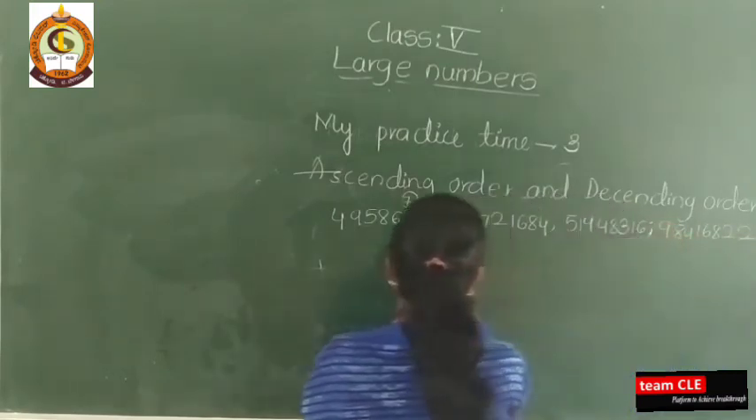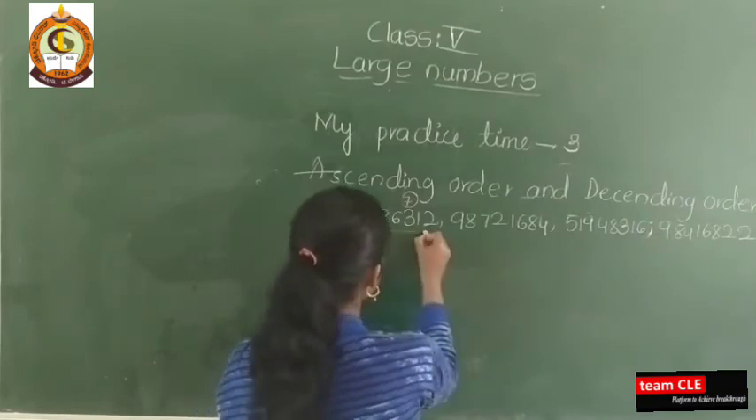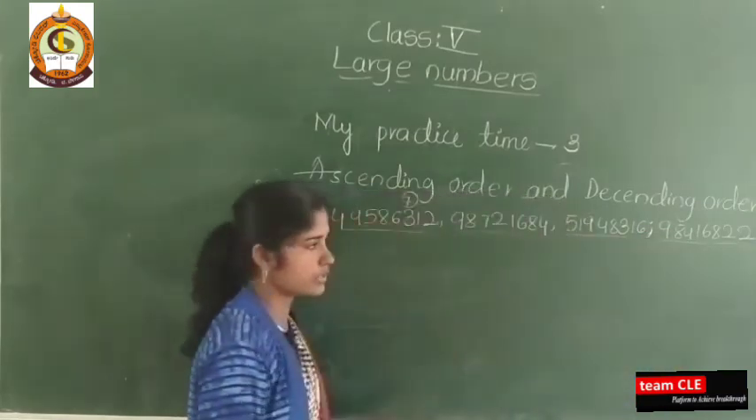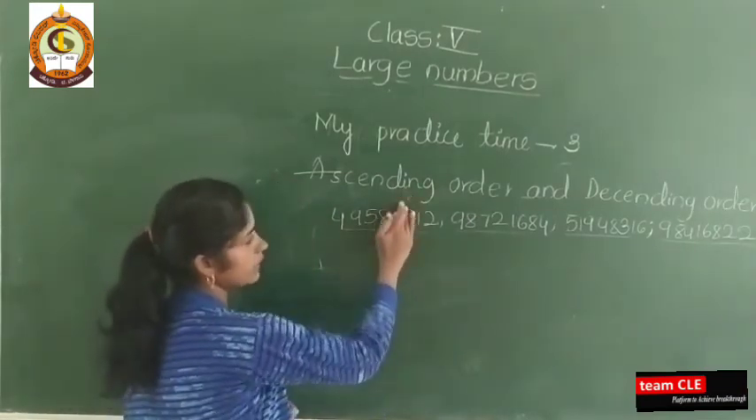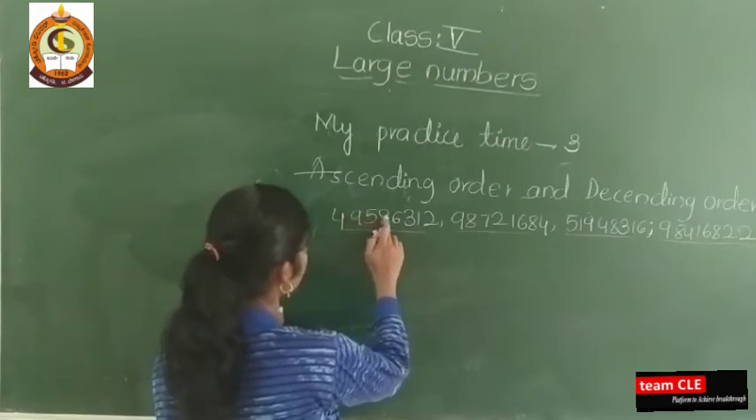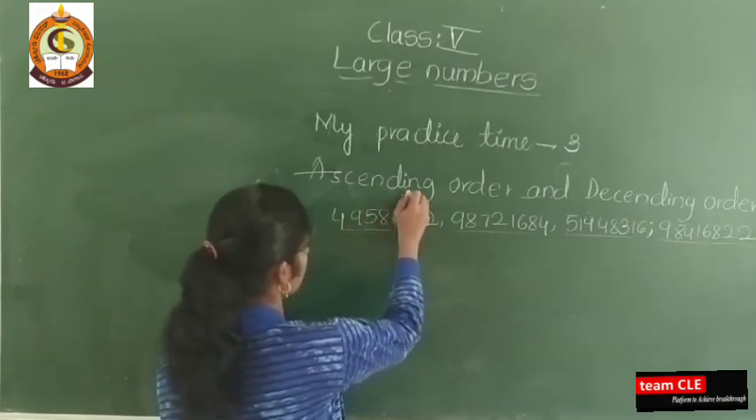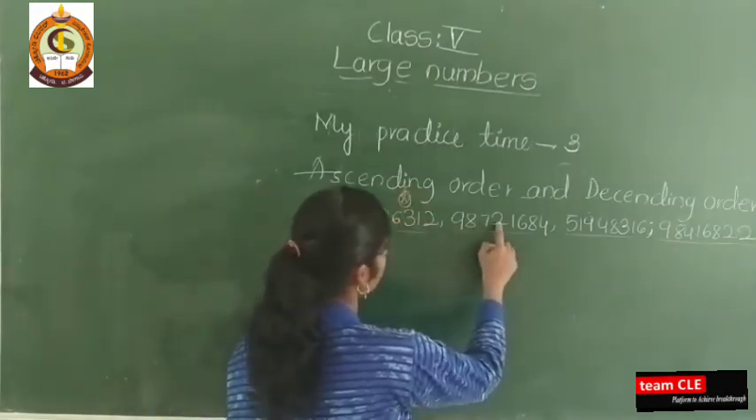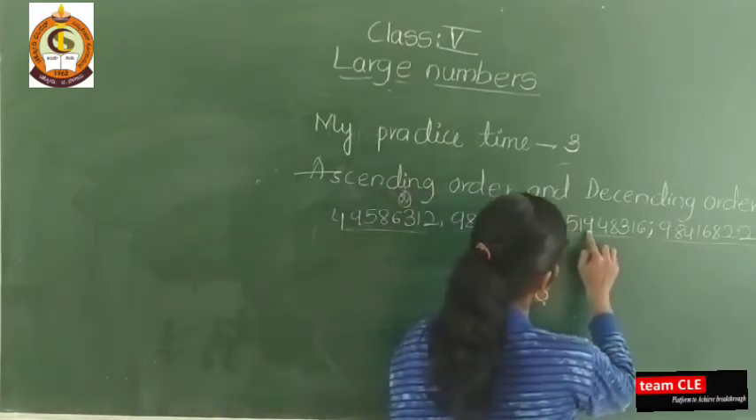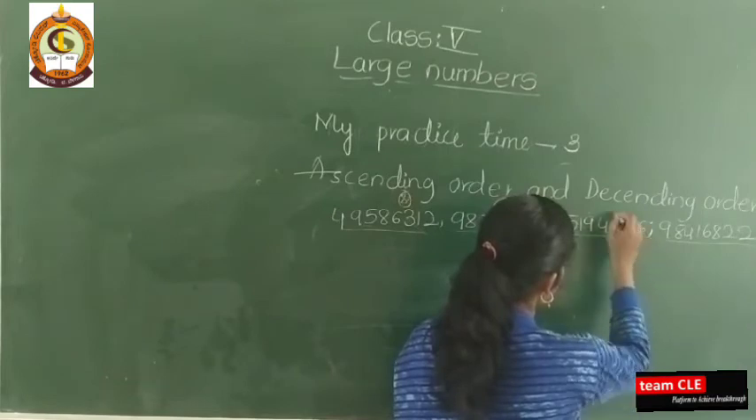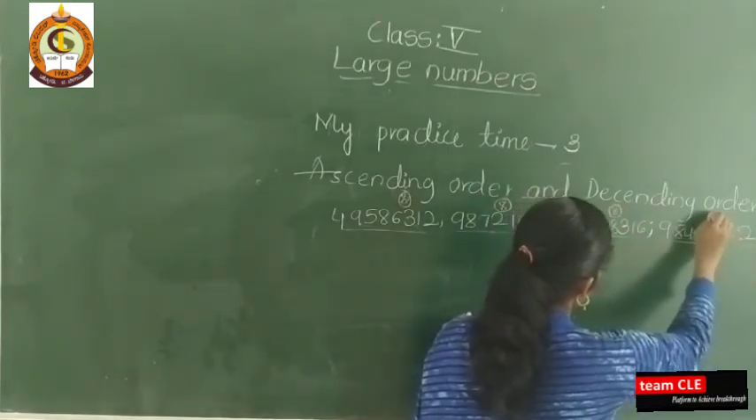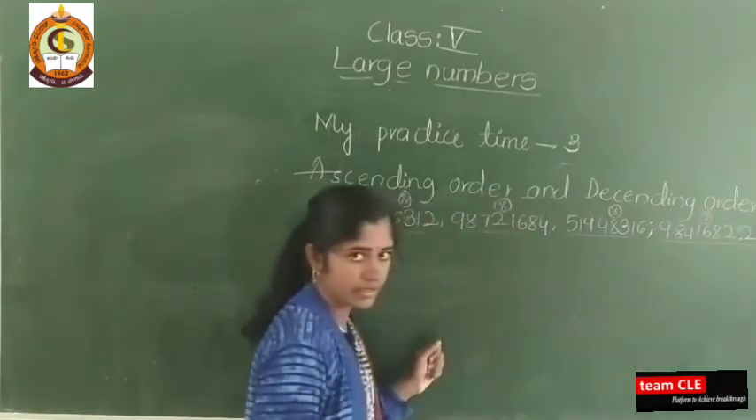Okay, so this is the first number, second number, third number and fourth number. So first step, you need to count the number of digits. Count here how many digits are there: 1, 2, 3, 4, 5, 6, 7, 8. Next, 1, 2, 3, 4, 5, 6, 7, 8. Here also 8 digits. Here also 8 digits. See here, all of them are 8.